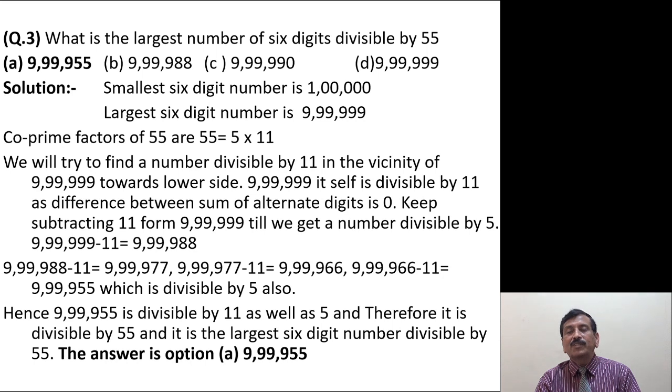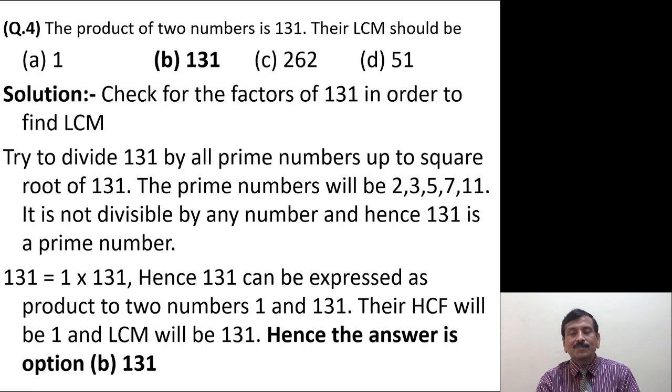What is the largest number of 6 digits divisible by 55? We check the smallest 6 digit number, largest 6 digit number. Check whether it is divisible by 55, means divisible by 5 as well as 11. The largest number is 999999, which is divisible by 11 but definitely not divisible by 5. What we do, we reduce 11, 11, 11, 11, 11 from that till it is divisible by 5. So we get the number 999955.